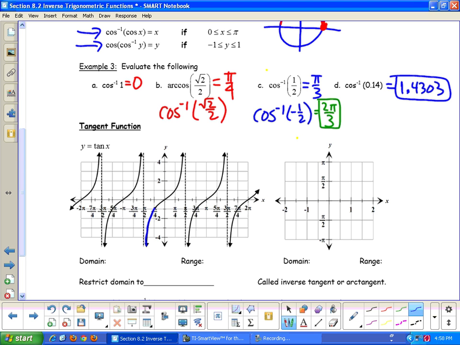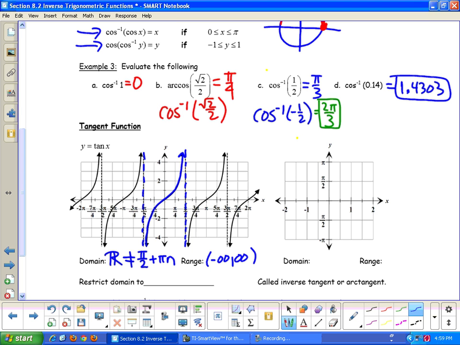So if I do this first part of my graph right here, that would pass the horizontal line test and make my inverse a function. So my domain for tangent, if you recall, is going to be all real numbers except for values equal to pi over 2 plus pi n. And the range in this case was from negative infinity to infinity.